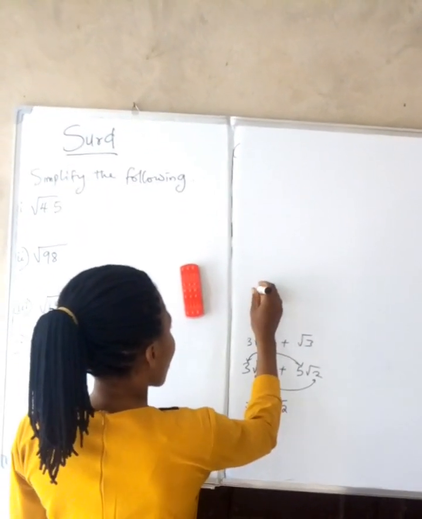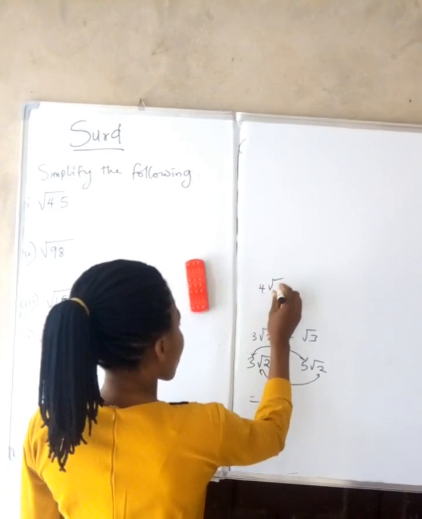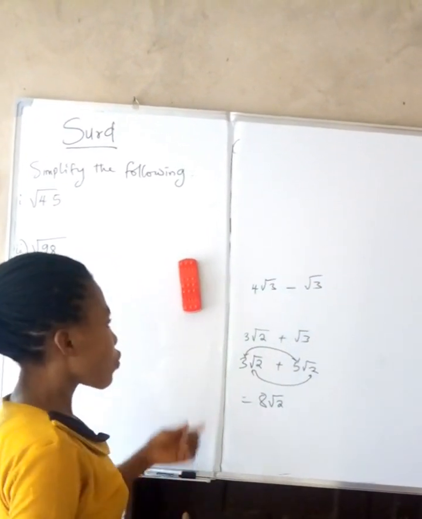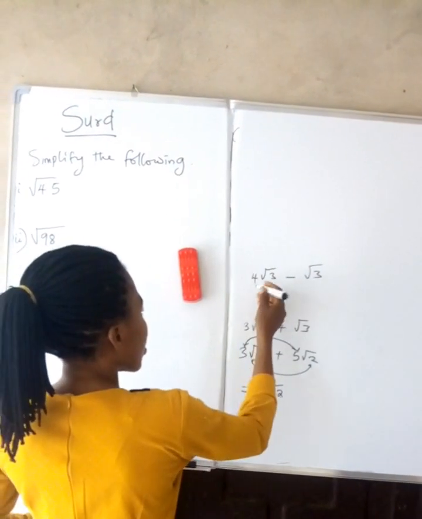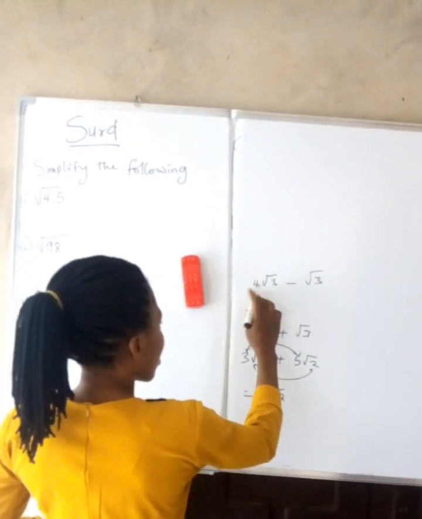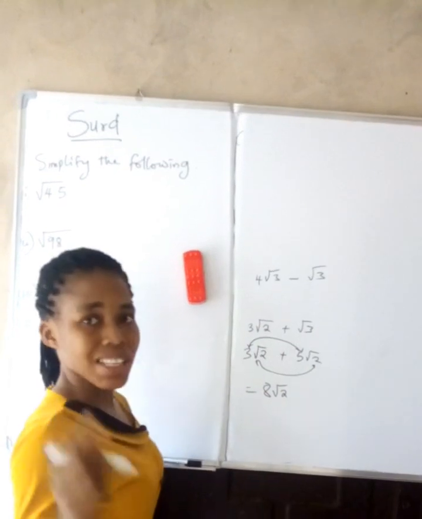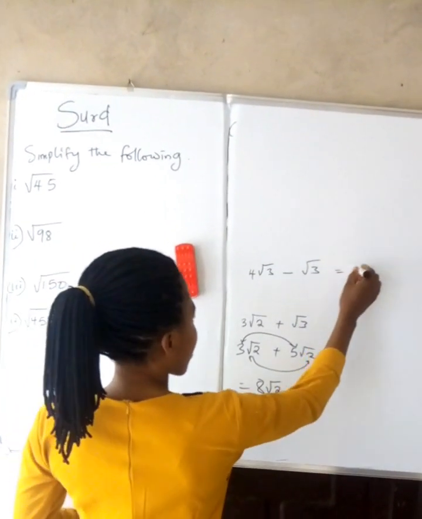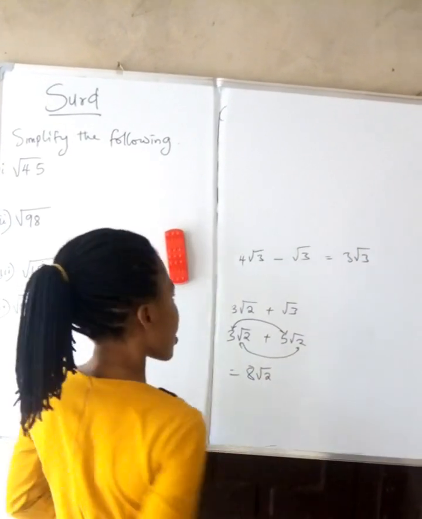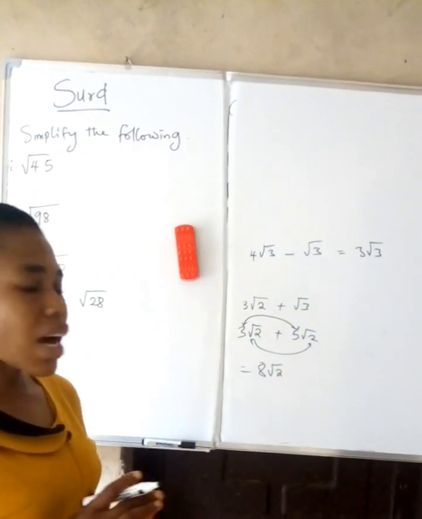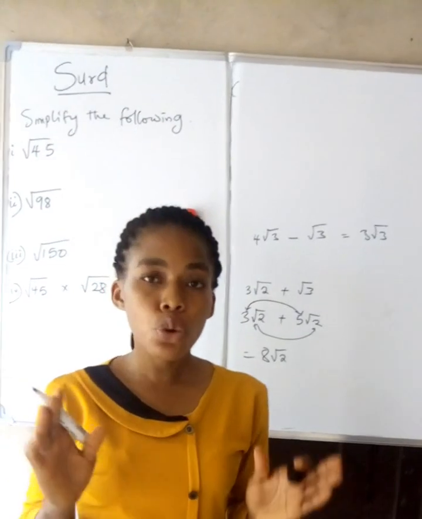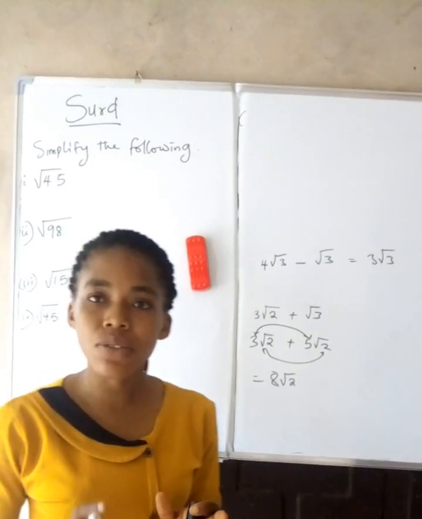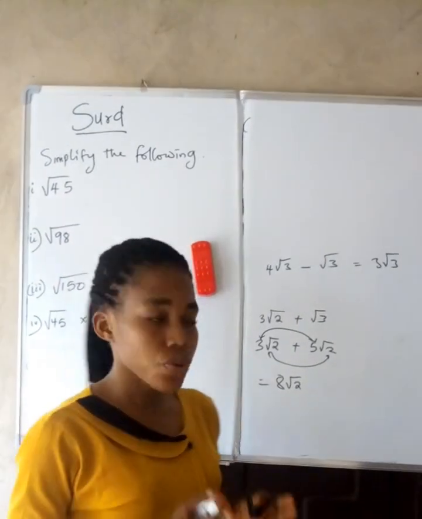If we have maybe 4 root 3 minus root 3. Okay, 4 root 3 minus root 3 simply means 4 minus this root 3 is just like 1. So 4 minus 1 gives us 3. We have 3 root 3 as the answer. So addition and subtraction go together, the same thing with multiplication and division, which equally go together.